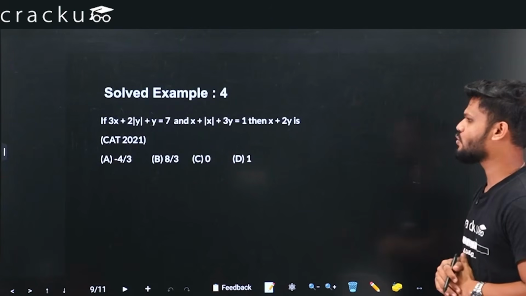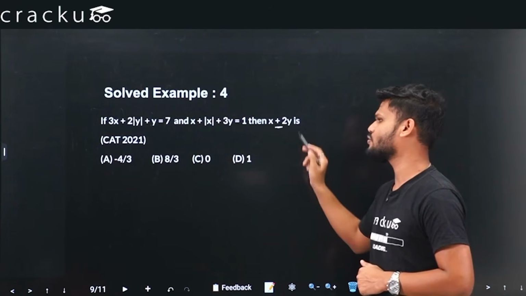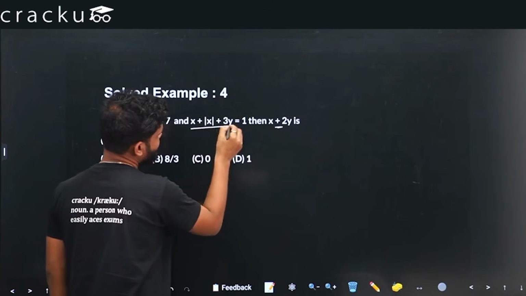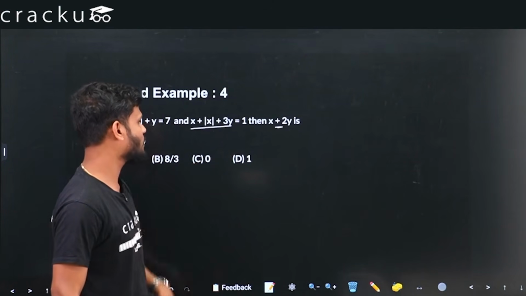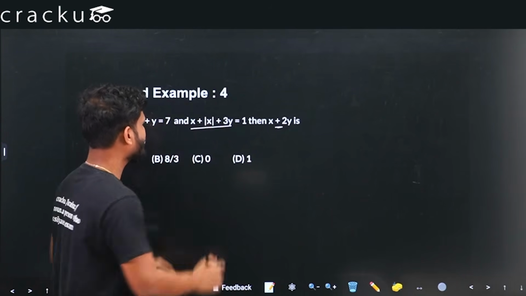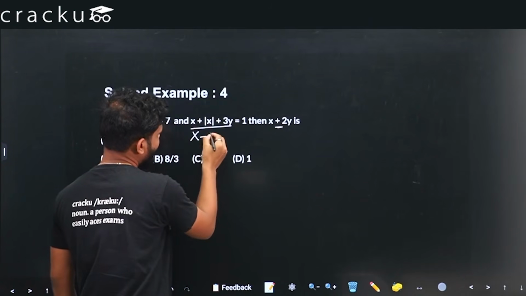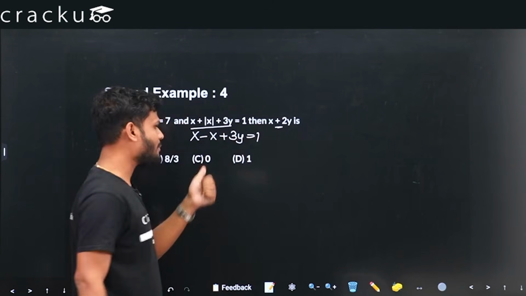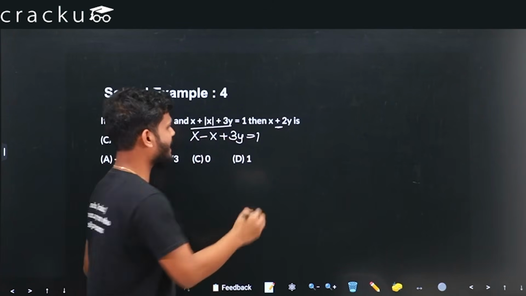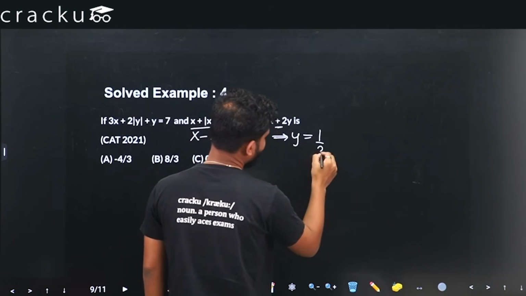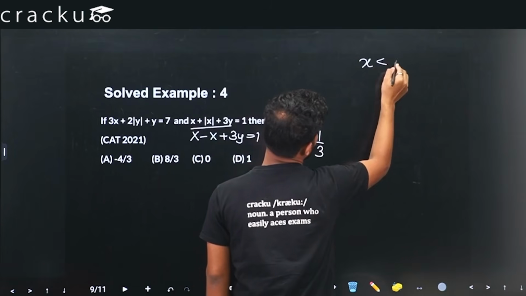We have been given these two equations and we have to find x plus 2y. Now if you see, x plus mod x plus 3y is equal to 1. If I select the case that x is less than 0, this will become x minus x plus 3y is equal to 1. So from here directly I can get the value of y, which is 1 by 3. So I selected my first case that x is less than 0.